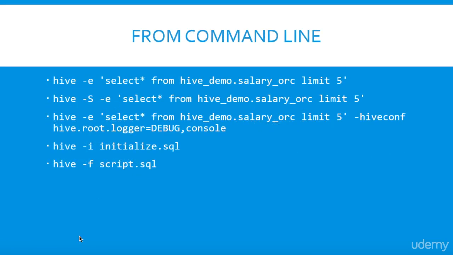You can also run Hive queries from the command line. There are various ways to execute Hive queries from the command line. Look at the examples here. If you want to run some Hive queries in silent mode, you can specify the -s -e option on the terminal. You can also set Hive config variables when running queries from the command line. If you want to run Hive queries through a SQL file, you can specify the -f option and the file name on the terminal.